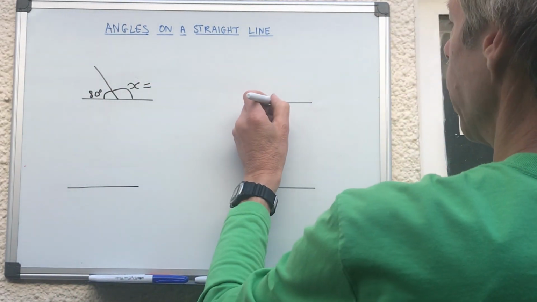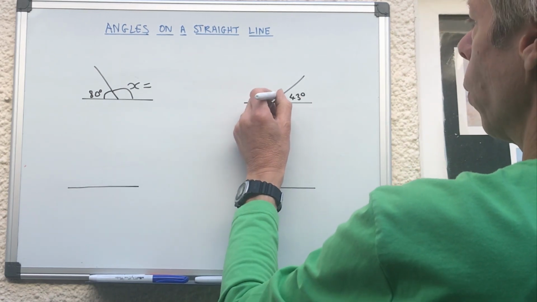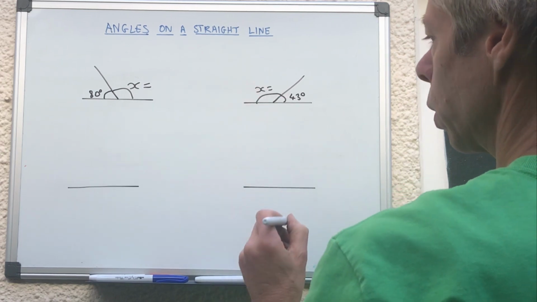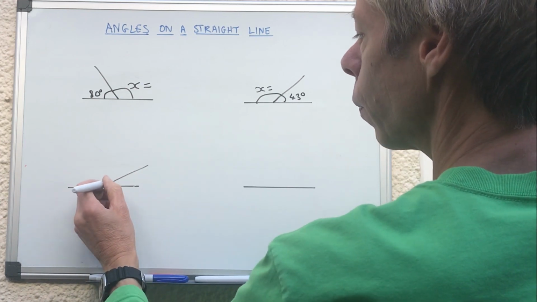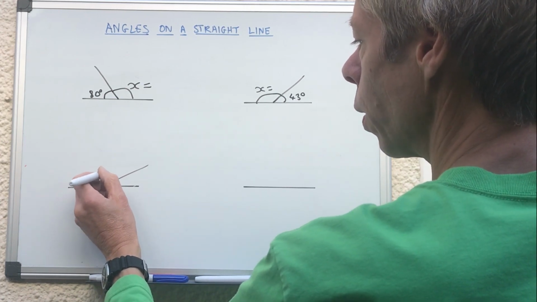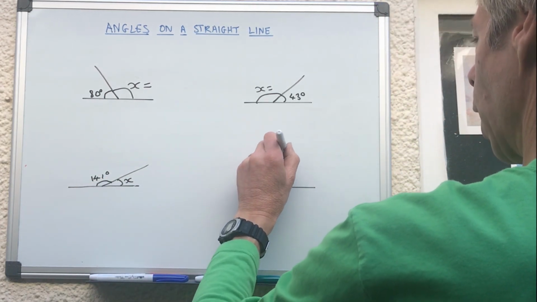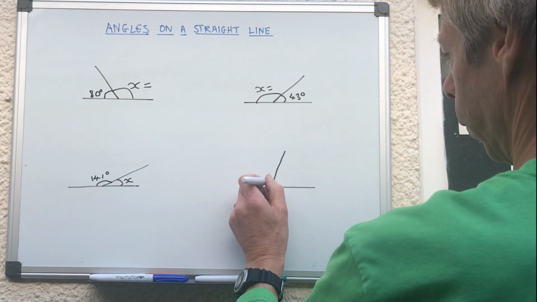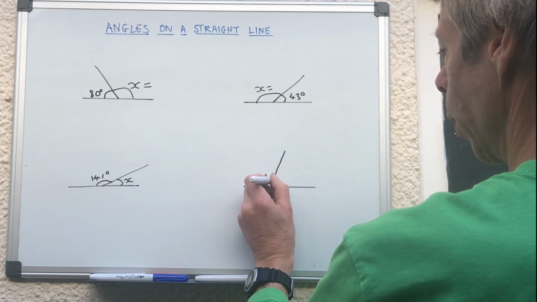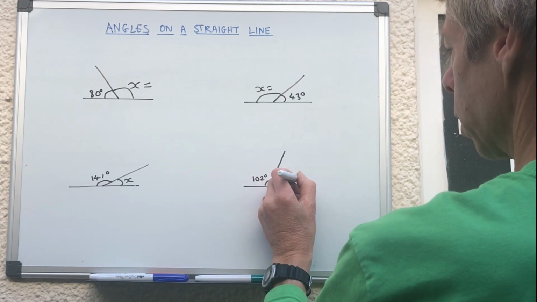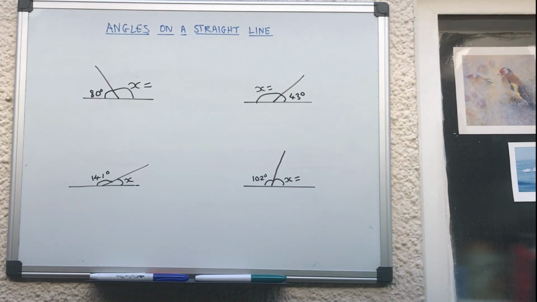Right, so the next one we have 43 degrees, and we need to know what x equals. The next one we have 141 degrees, and we need to know x. And then the next one we have 102 degrees, and we need to know x. Okay, so have a go at those. We'll go through them. Stop the video if you need to.